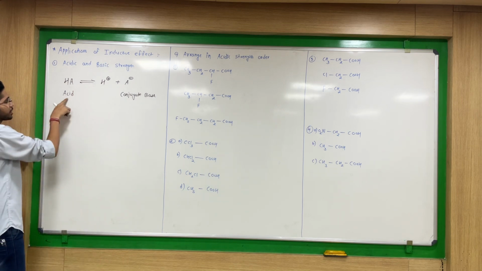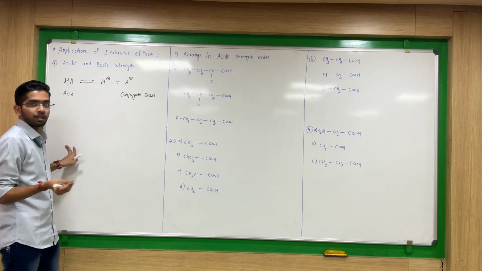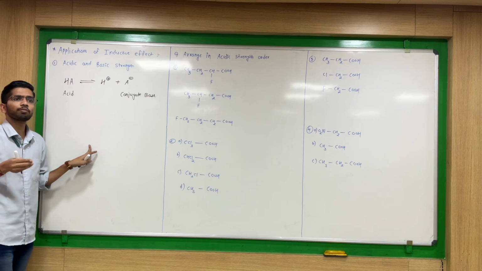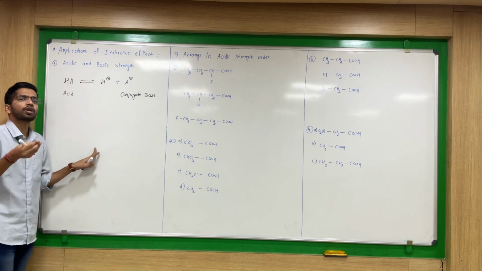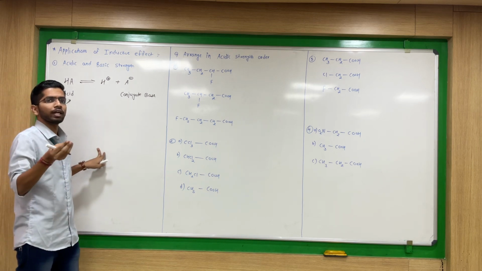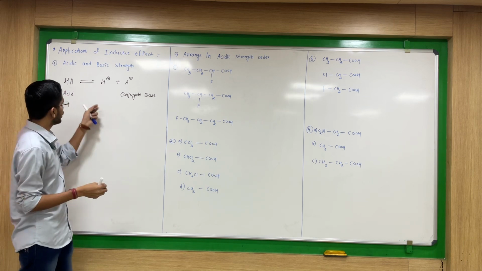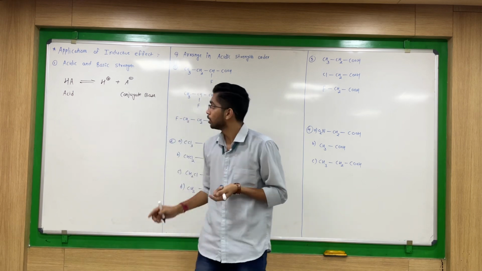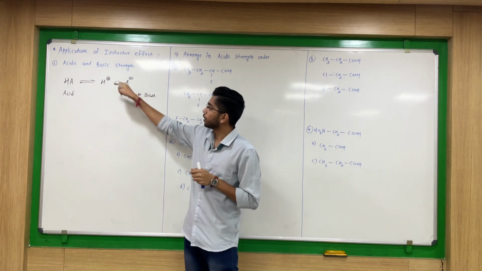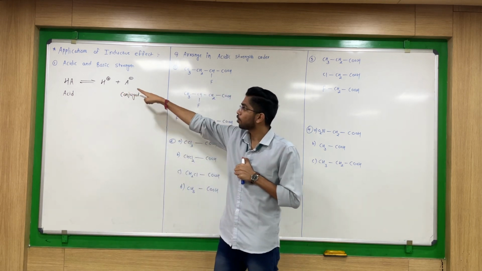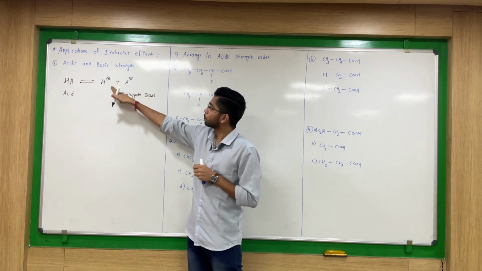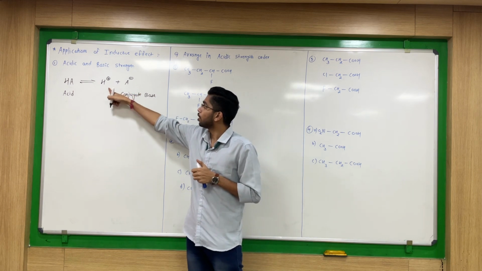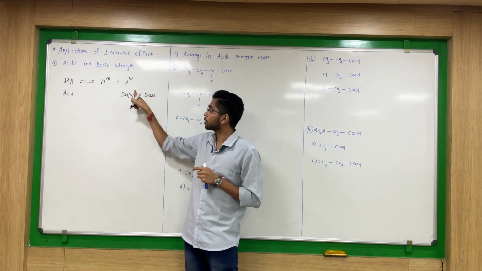How can we say this acid acts as a good acid? When we say any particular substance is acidic, what does it mean? It is giving me H plus. If it is giving more H plus ions, it is a good acid. So now here I want more H plus ions. If I want more H plus ions, this H plus should not react with the A minus. That happens when this A minus is stable.